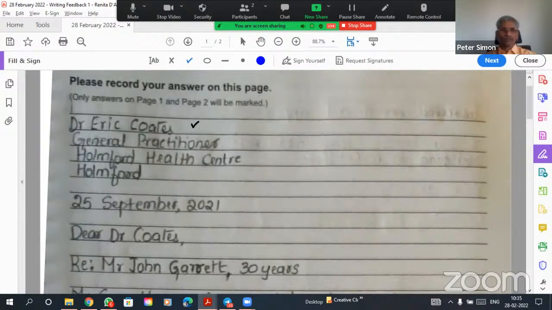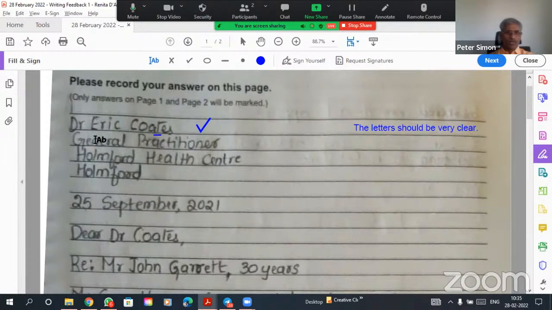Fine. Your T is not very right. Always cross the T. This T is okay. September T is okay. The letters should be very clear. Okay, fine. That's the point. Number one, Dr. Eric Coates, right.